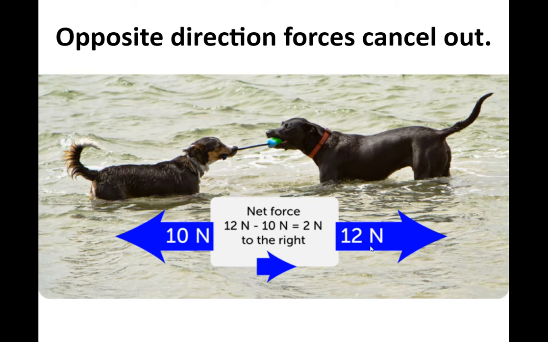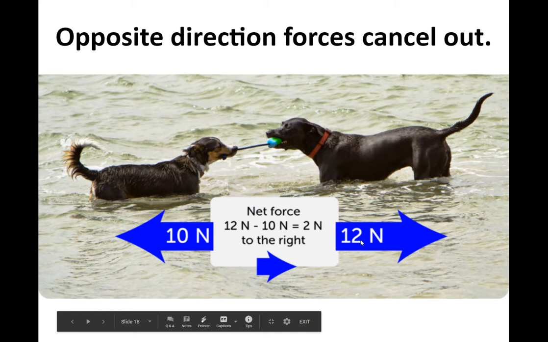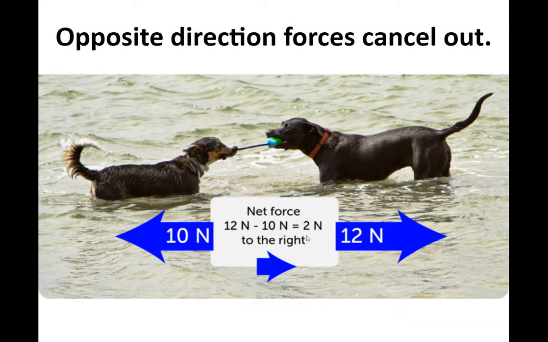It doesn't cancel out all of it. If they were exactly opposite, it would exactly cancel out and there would be no resultant force. There would be no net force. So they cancel out and the leftover wins. The 2 newtons is the leftover and it's going to the right. So the resultant force, the net force, is 2 newtons to the right.